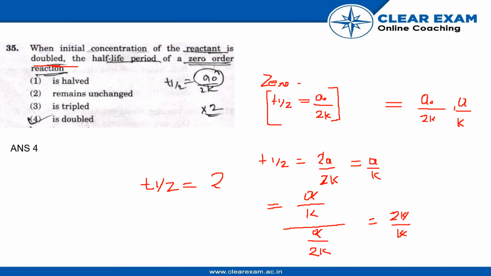So in a zero order reaction, if the initial concentration is doubled, the half-life also gets doubled. So the answer is option 4.